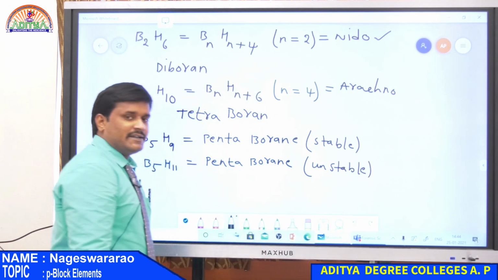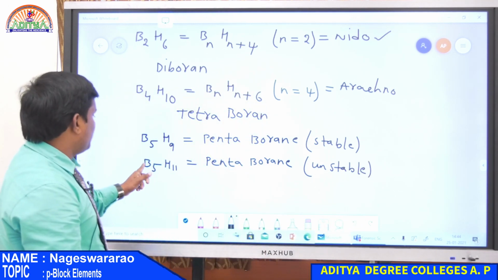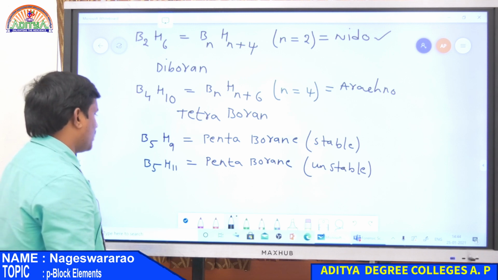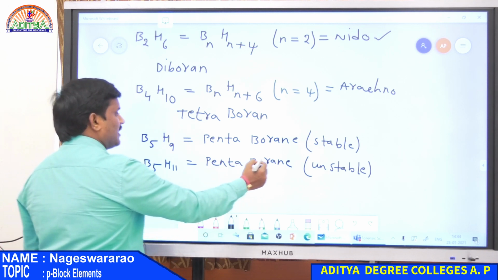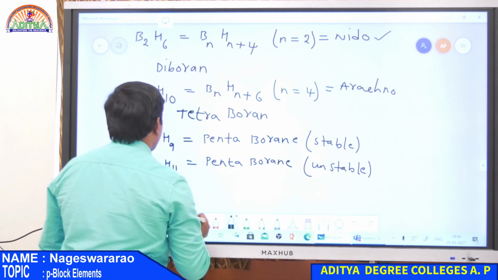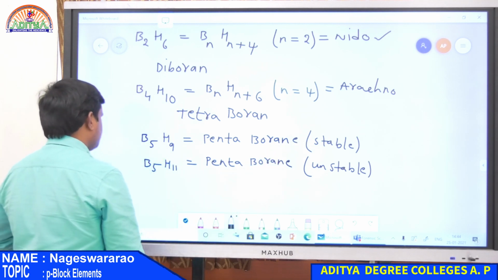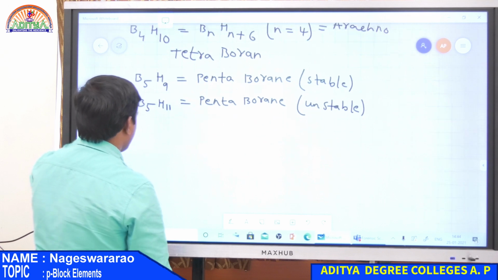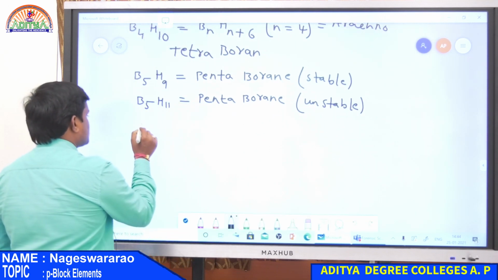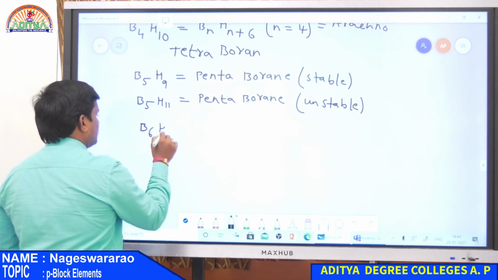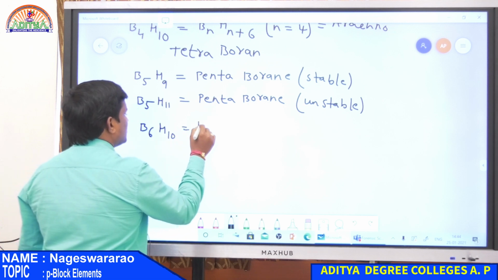Both are pentaboranes because in B5 there are 5 atoms of boron, therefore all these are examples for pentaborane, and this is for nidoborane and this is for arachnoborane. Next one, B6H10, this is hexaborane.